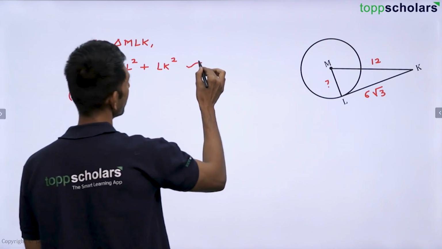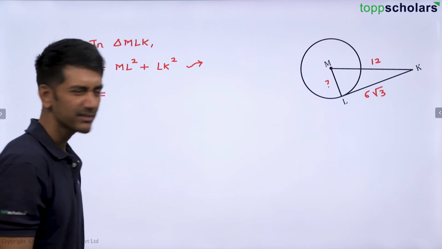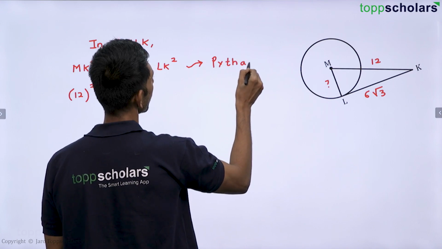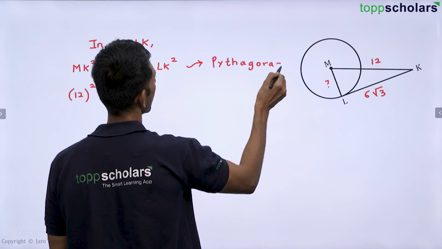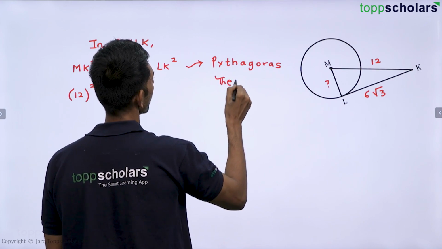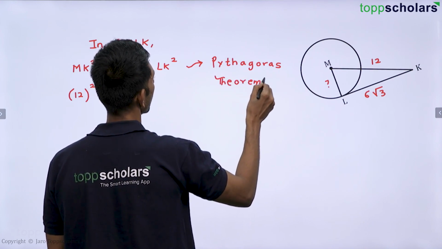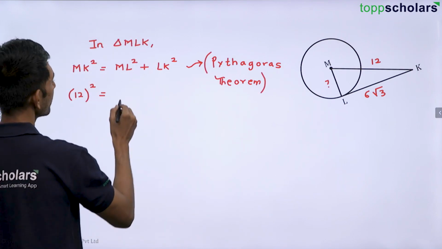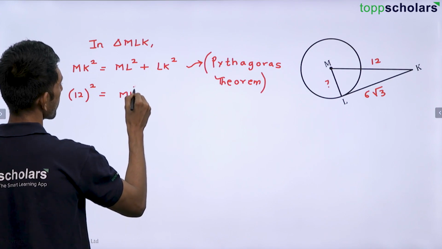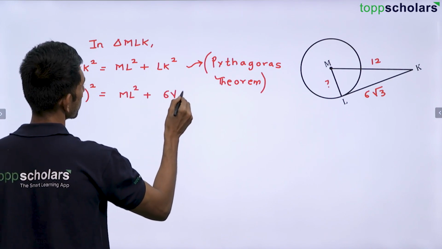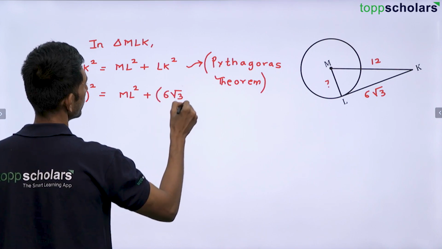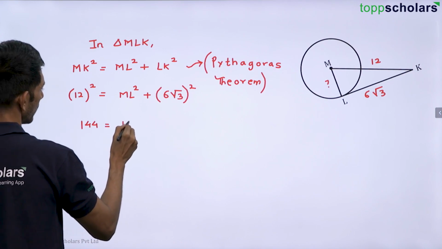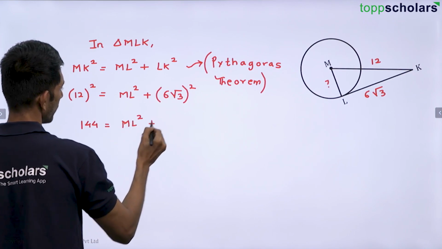Okay, what is the reason behind this? All of us know the reason. The reason is Pythagoras theorem. Correct. So 12 square is equal to ML square plus 6 root 3 the whole square. So this is 144 is equal to ML square plus 6 root 3 squared.